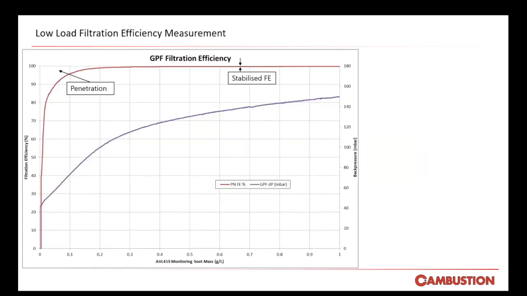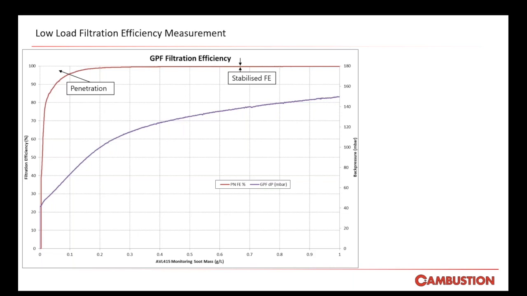So, low load filtration efficiency. For GDI engines, filtration efficiency at the near empty conditions is vital. The reason for this is to do with the in-service operating range of a GPF. The on-engine soot load is very likely to exceed 0.5 grams per litre, where stable filtration efficiency occurs. This can be seen again in the graph above, the stabilized FE occurring probably at about 0.4 grams per litre, and the initial penetration occurring primarily all below 0.1 grams per litre.